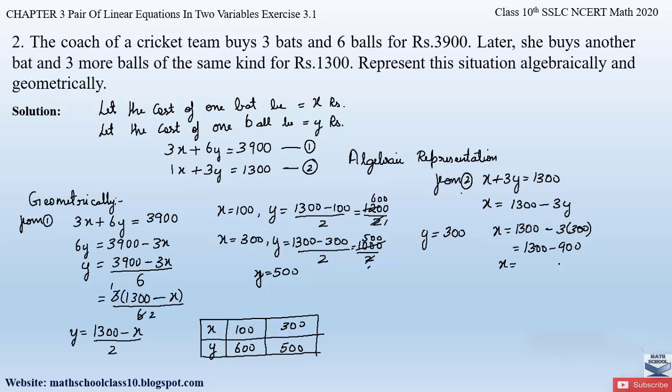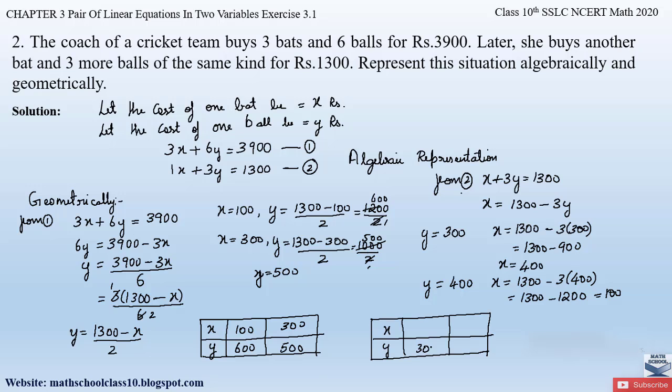So what is x value equal to? 1300 minus 900 is 400, right? Similarly, let us take y value is equal to 400 now. So we will get x is equal to 1300 minus 3 into 400. So that will be how much? 1300 minus 4 3s are 1200. So therefore x value here we got as 100, right? So let us draw the table again. For y value of 300, we got x value as 400. Similarly, for y equal to 400, we got x value as 100. So now let us plot these tables on graph and represent the situation graphically.